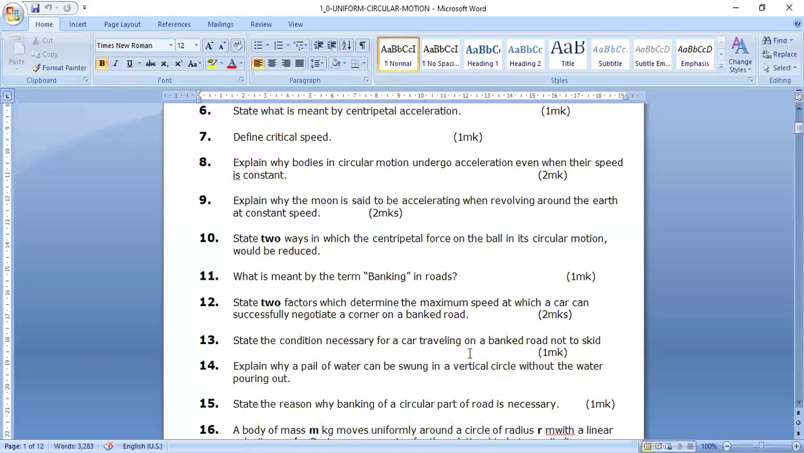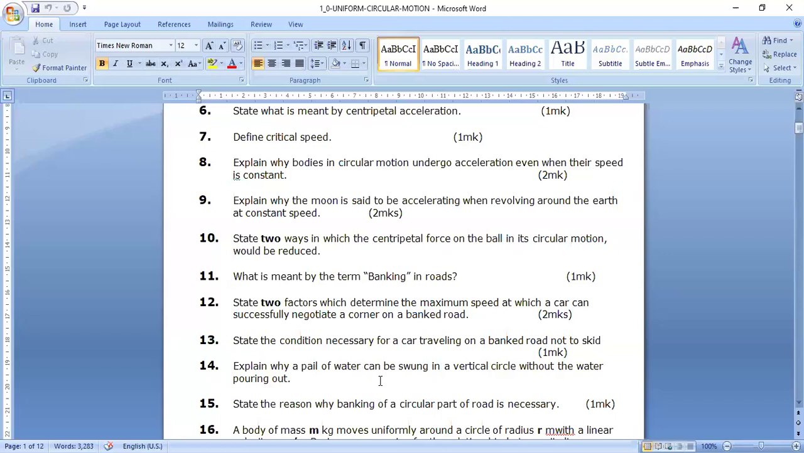State the condition necessary for a car traveling on a banked road not to skid. Of course, here we can talk about reduction of speed, which will reduce the critical. When we reduce the speed, we are making the car require the least amount of centripetal force to maintain that circular track. If we increase the speed beyond critical speed, then it's going to skid. We can also ensure that the tires are very rough. They are treaded so as to increase friction, which provides for centripetal force.